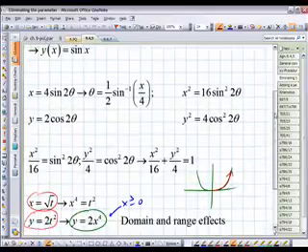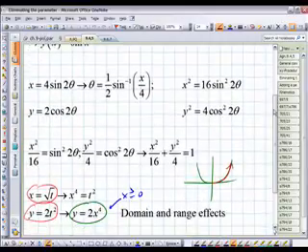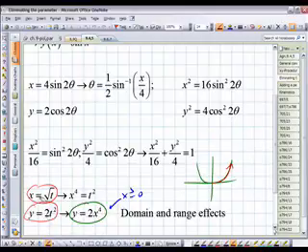Here's another thing to watch out for. If you have x equals radical t, y is equal to 2t squared, we can take both sides to the fourth power to get x to the fourth equals t squared, and then plugging in x to the fourth for t squared, we have y is equal to 2x to the fourth, which would be the curve in green, but you have to make sure you keep track of domain and range effects of doing this.